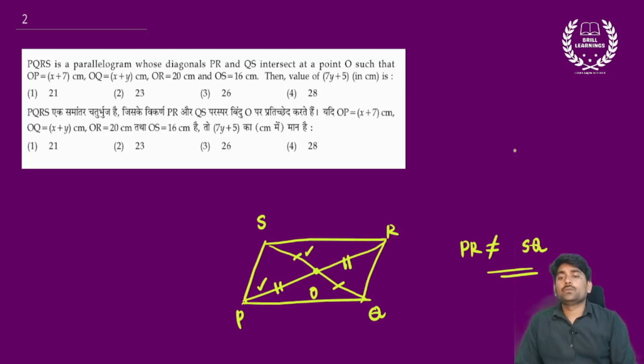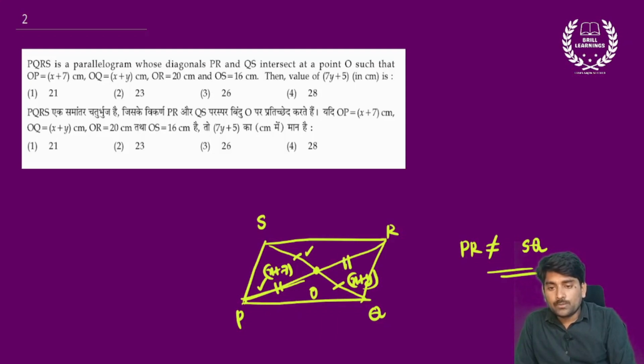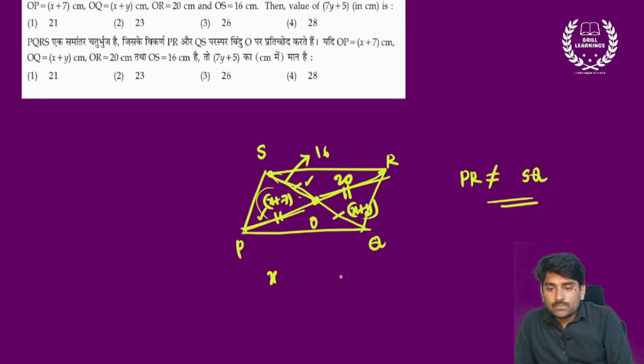So now based on this property, what they have given, such that OP value is x plus 7. OP they have given as x plus 7 and they have given OQ as x plus y. Okay, this value they have given. OR is 20. OR means from here to here. This value OR is 20 they have given. And OS is 16. OS from here to here. This value is 16 they have given. That means this value x plus 7 should be equal to 20. From here I'll get x value as 13.